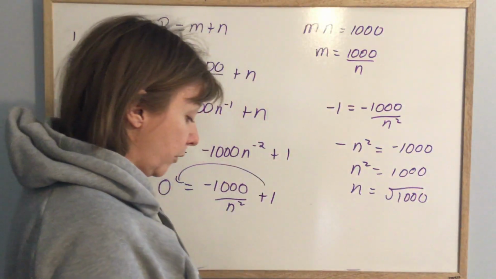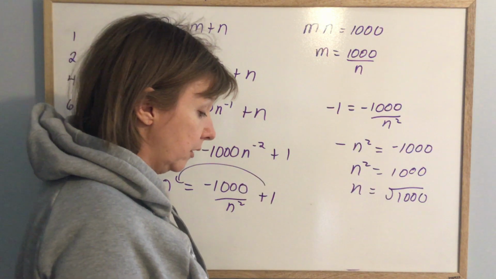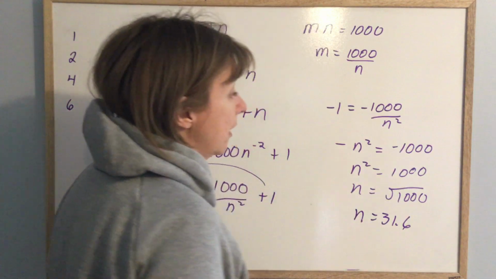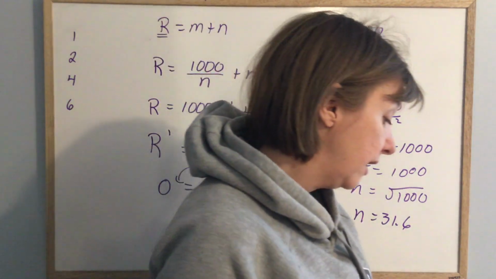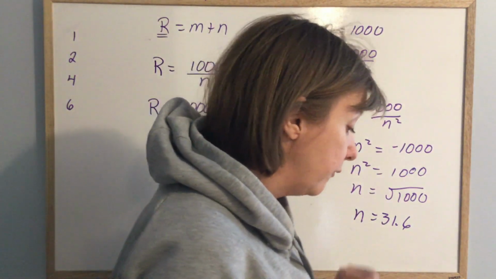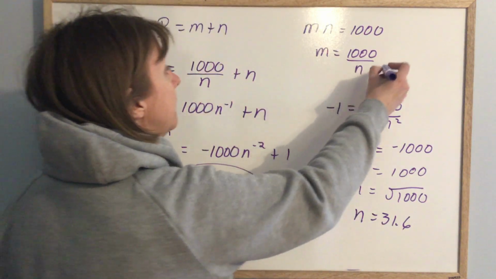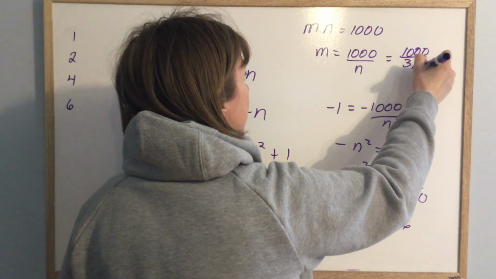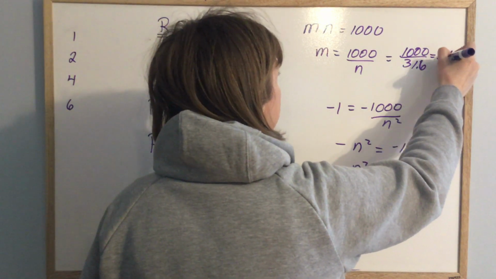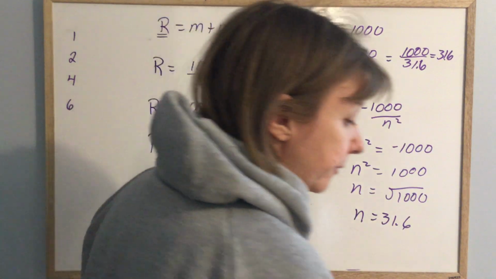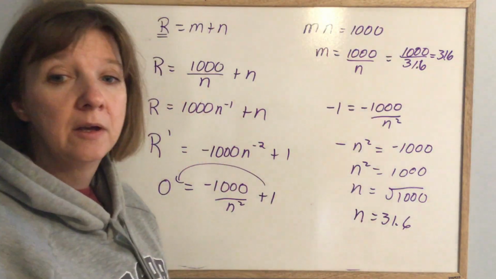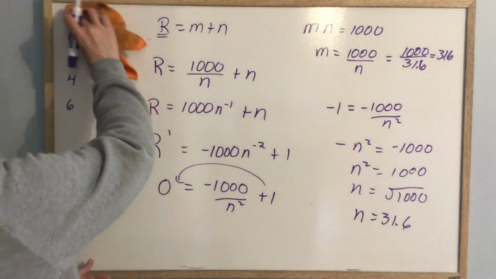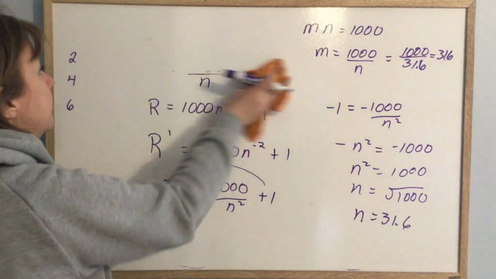And the square root of 1,000 is 31.6. That's the N, but they said find the value of M. So M is 1,000 divided by 31.6, which is 31.6. So the value of M is 31.6. That's number 1. Number 2.